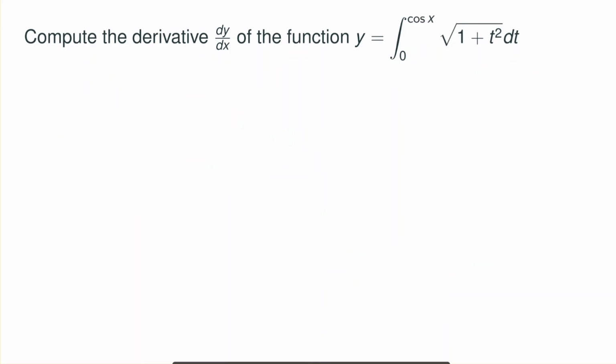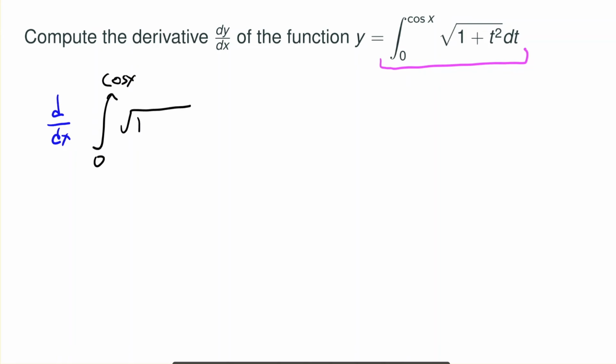Compute the derivative dy/dx of the function y equals the integral from 0 to cosine x of the square root of 1 plus t squared dt. So here, this entire thing is a function, an area function. We're taking the derivative of that function, the area function. What is that function? That function is just the definite integral from 0 to cosine x of the square root of 1 plus t squared dt.